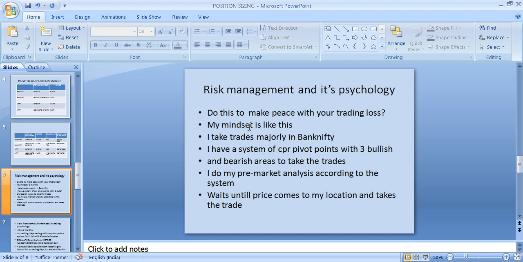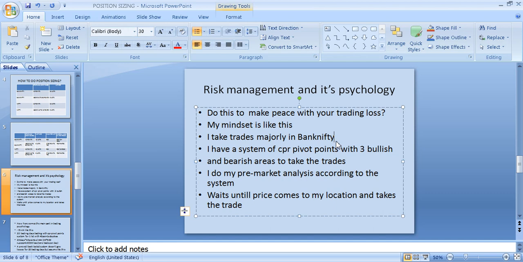Now I'm going to tell you about the mindset. My mindset is like this. I take trades majorly in Bank Nifty because it gives me comfort to trade there, as there is lots of liquidity in Bank Nifty. So I have a system of CPR pivot points, and I trade with 3 bullish and bearish areas. If it is an uptrend, I have 3 bullish areas where I act, only on those areas. Otherwise I will not take any random trades. If it is a downtrend, I have 3 bearish areas to take the trade.